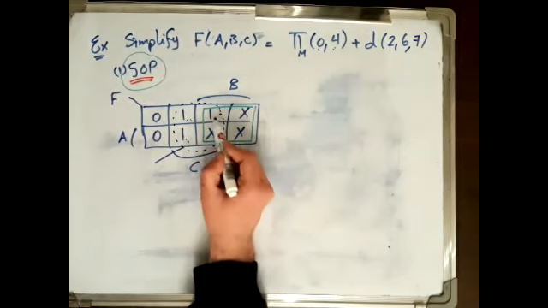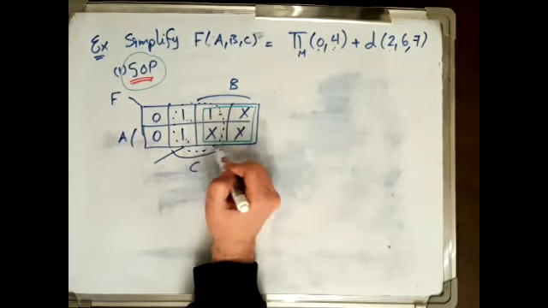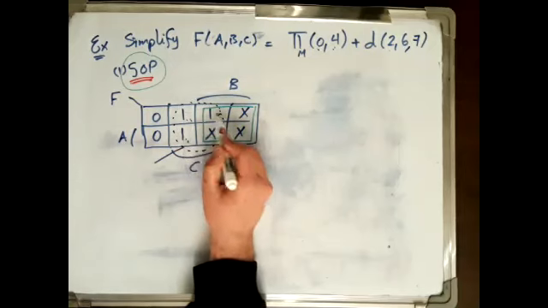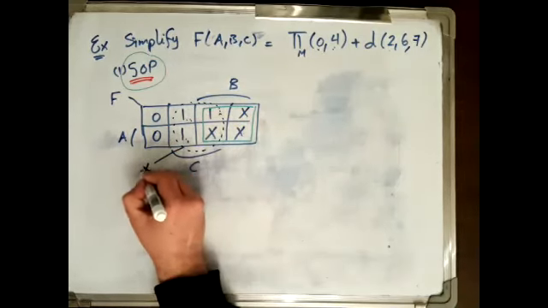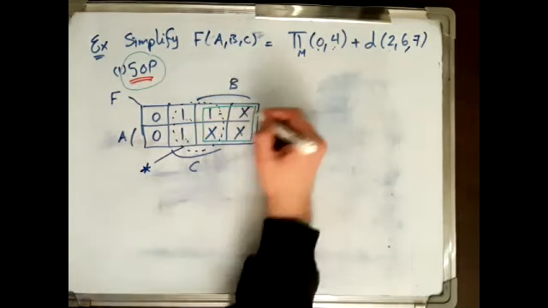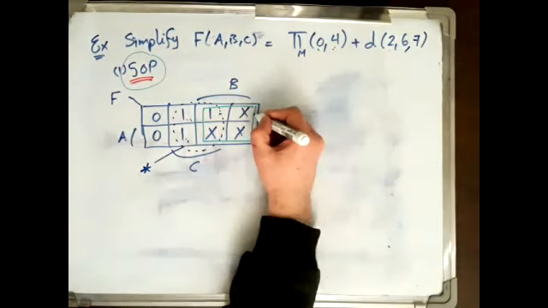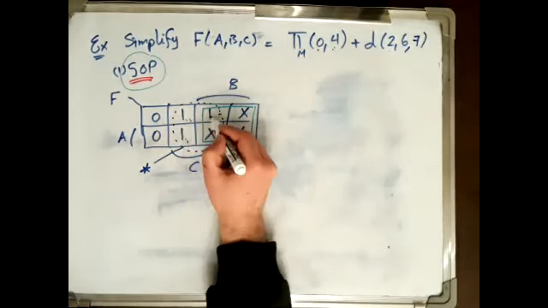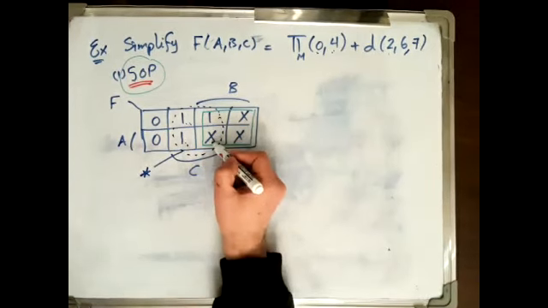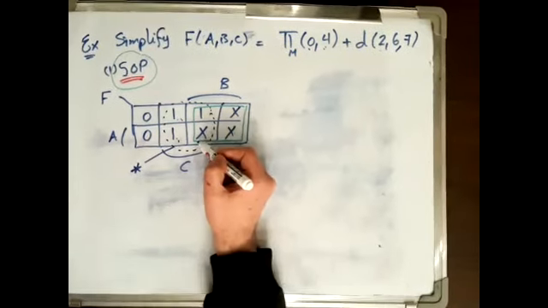No, because it contains only one one, and this one is already covered in this prime implicant. So this is an essential prime implicant. This is not an essential prime implicant. Okay, this is very important because if I pick this one, I cover all the ones, and this X is also covered, which will imply that it is assumed as a one in my logic expression.